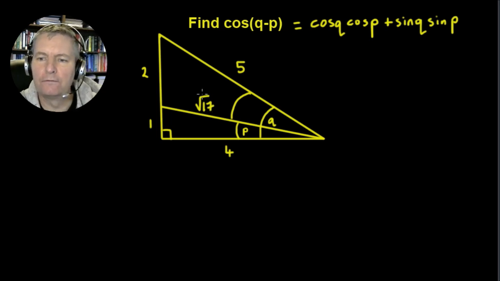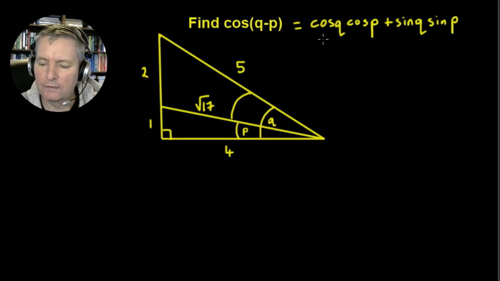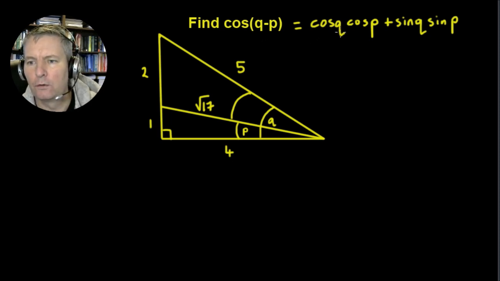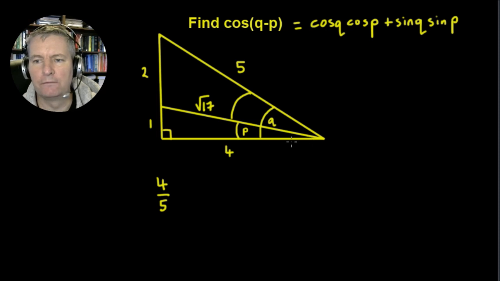So now we've got all the information we need in order to work this out, and we just have to put these values in. So we're going to have the cos of Q. Well, this is the Q angle here, so it's the big triangle, and we're finding the cosine, which is going to be the adjacent over the hypotenuse. So that's going to be the 4 upon 5. And then we can look at the cos of P. Well, P is a small angle, so the cos of P is going to be 4 upon root 17.